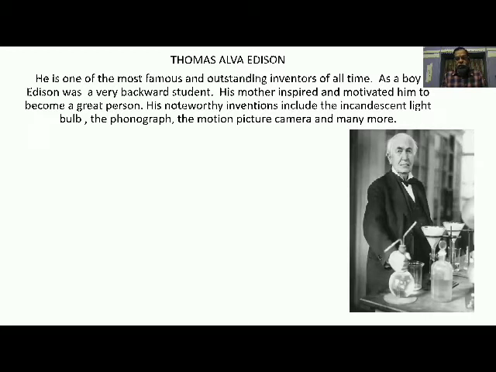On the screen, you can see Thomas Alva Edison in his laboratory. Edison is one of the most famous and outstanding inventors of all time. As a boy, Edison was a very backward student. His mother inspired and motivated him to become a great person. His noteworthy inventions include the incandescent light bulb, the phonograph, the motion picture camera, and many more.